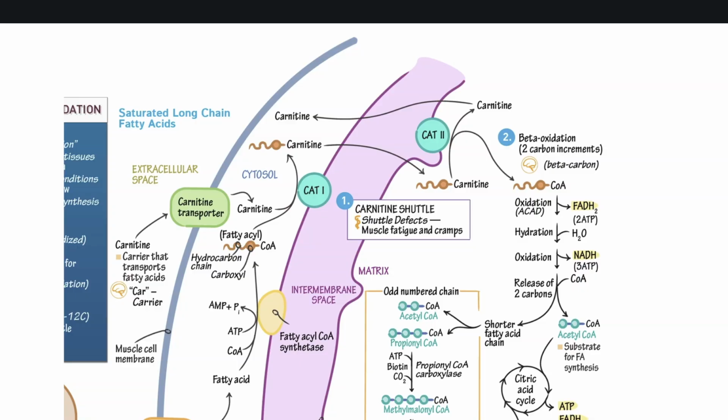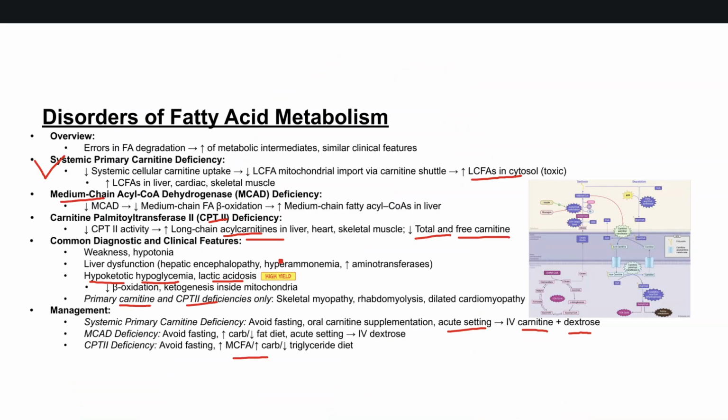Okay, what do those tissues do? They die, right? They eventually start to die. Now, common diagnostic features that they've given you here: weakness and hypotonia. Of course, why? Because you don't have energy.